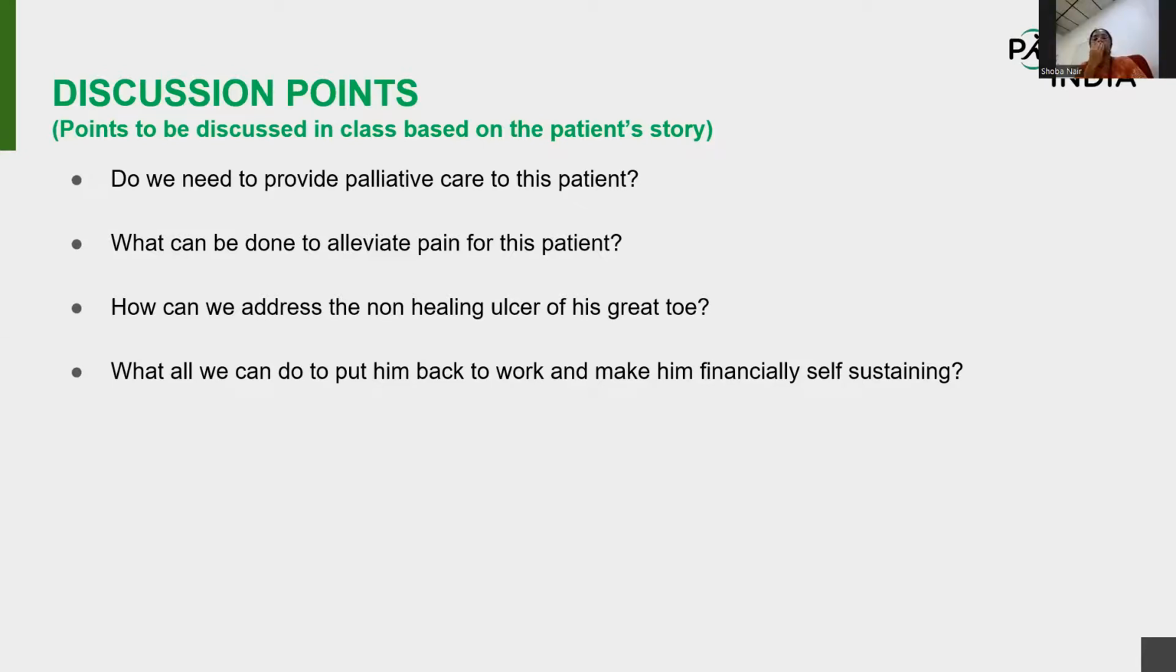So our first point is, do we need to provide palliative care to this patient? Comments and opinions, anyone? You could use the chat box as well as raise your hand or unmute yourself. A couple of them have said yes. Very obviously, this patient who is in pain has psychosocial issues as well. So definitely there is a role for palliative care in this scenario.